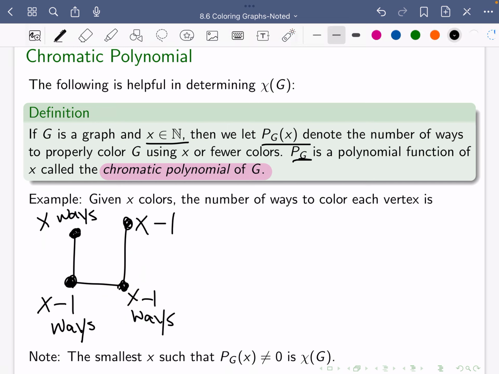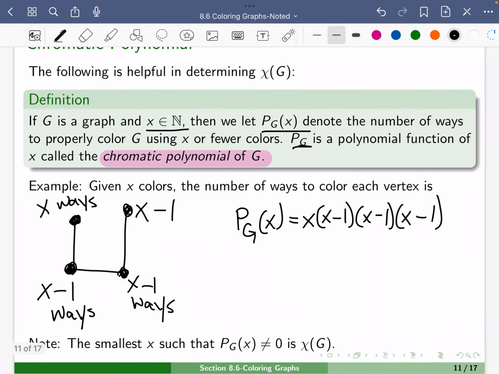And so our chromatic polynomial, P_G(x), is given by x times (x minus 1) times (x minus 1) times (x minus 1). This is the total number of ways to color the graph with x colors. The smallest number x such that P_G(x) is not 0, that is chi of G.